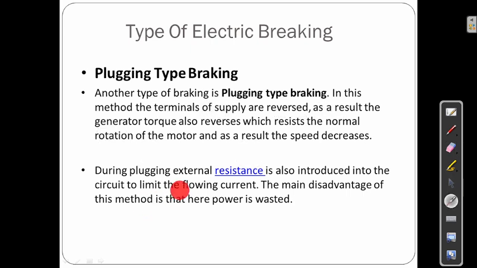During plugging, external resistance is also introduced into the circuit to limit the flowing current. The main disadvantage of this method is that power is wasted because there is more power loss in plugging type braking compared to regenerative braking.